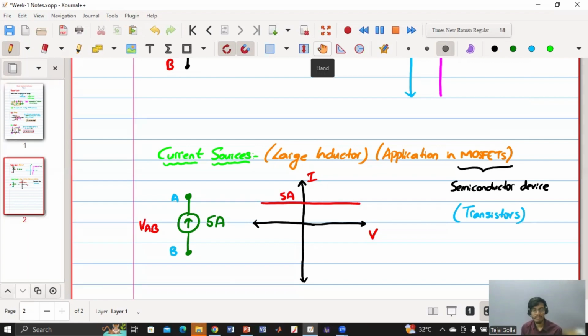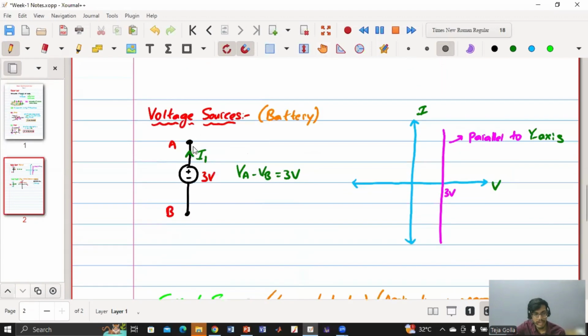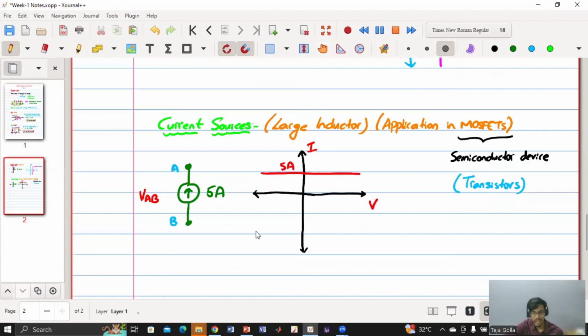It would be somewhat difficult to imagine because current sources are not practically available. Whereas for a voltage source, you can imagine that a battery is a voltage source, but it would be somewhat difficult to accept that there exists something called a current source because it is not directly available. Neither have we used it in our life directly. So it may be difficult, but just try to understand that no matter the voltage across the current source, it has to supply the same amount of current, and only then do we call it a current source. So this is, as you can see, parallel to the x-axis because the current remains the same irrespective of the voltage.